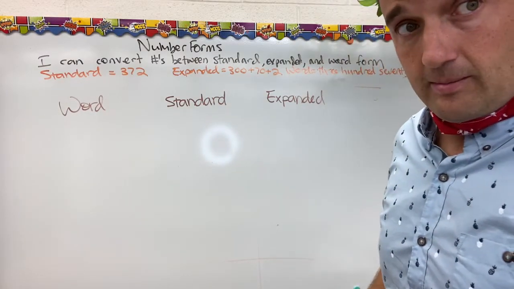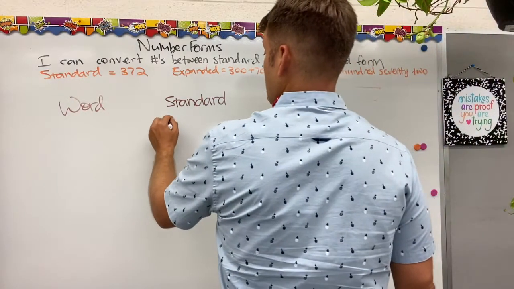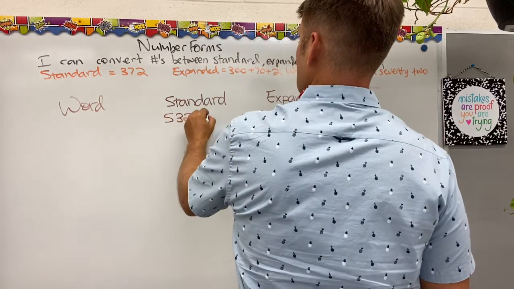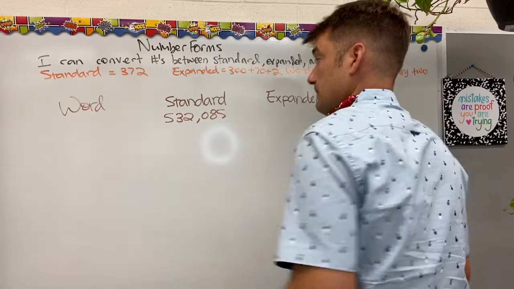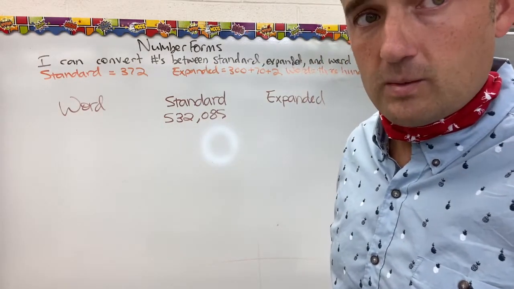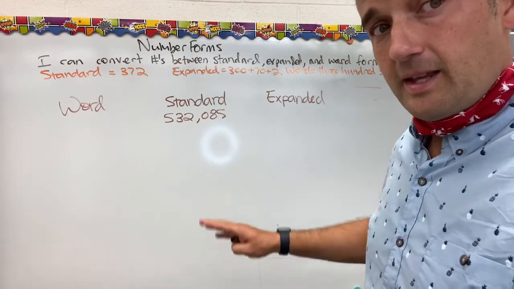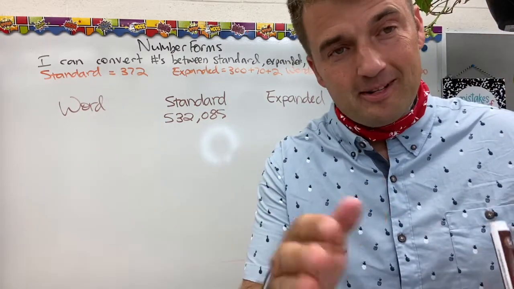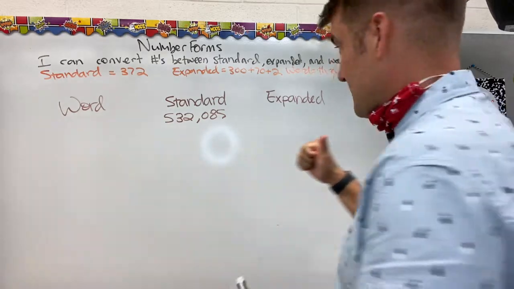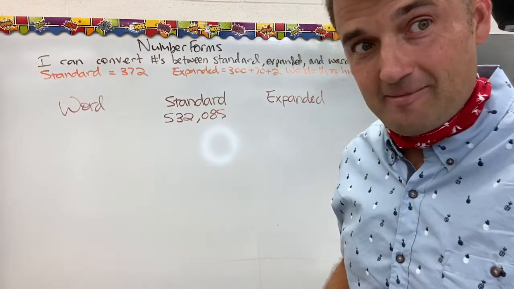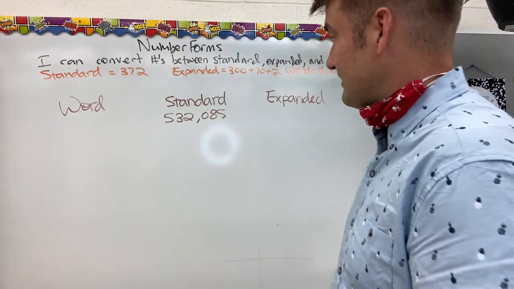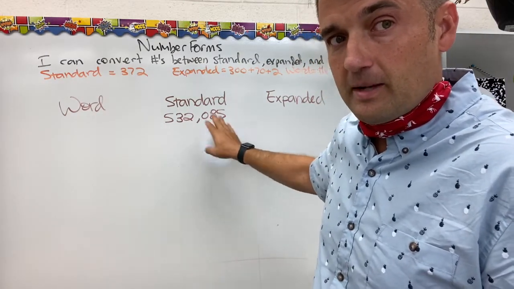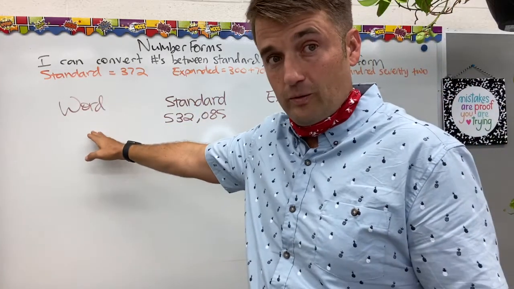So let's say I have a number in standard form: 532,085. That's my number, that's standard form. That's what you see most of the time. To take that into word form, I always do it backwards, because when I look at the camera, it looks like word form is this way, but when I turn around, it's that way. I'm never going to get used to this. Okay, 532,085. So I'm going to write it in word form.